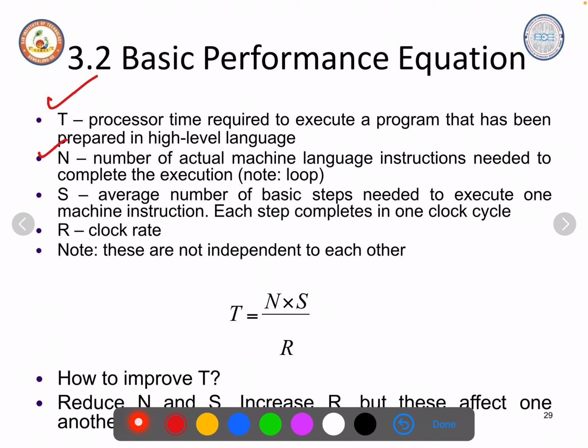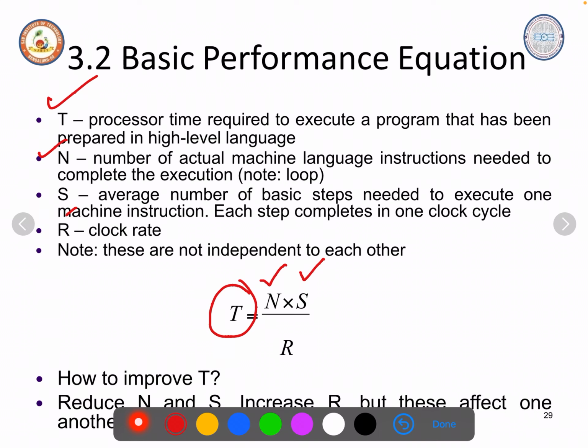Then suppose R is the clock rate, meaning the rate at which it is performing. Clock rate is a frequency, inversely proportional. So how do we calculate the total time required to execute the machine instructions? Capital N into capital S gives you the total length of time needed to complete the machine language instructions, or a program which is written in machine language.